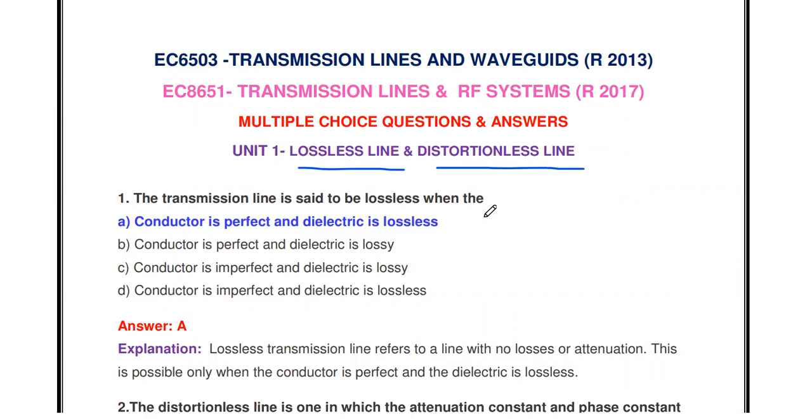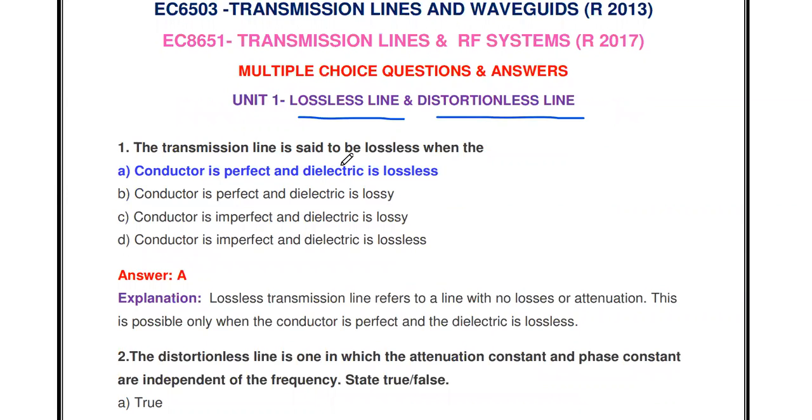The first one: the transmission line is said to be lossless when the dash. So which transmission line is said to be lossless? The name itself has the answer, lossless. Lossless means there is no loss. If the conductor is perfect and the dielectric is lossless, that transmission line is called a lossless transmission line. It has no loss, or no attenuation. The transmission line having no loss or attenuation is called a lossless transmission line.